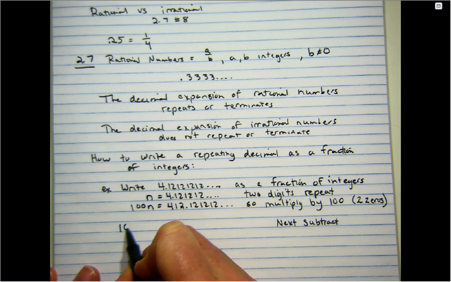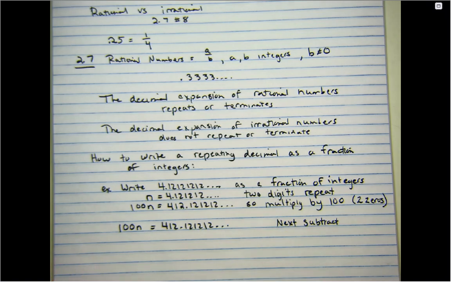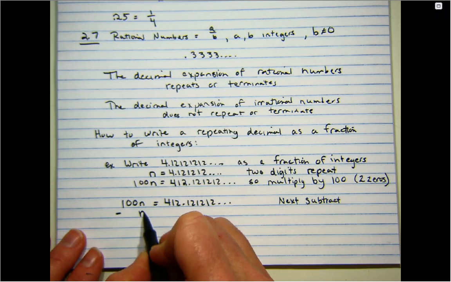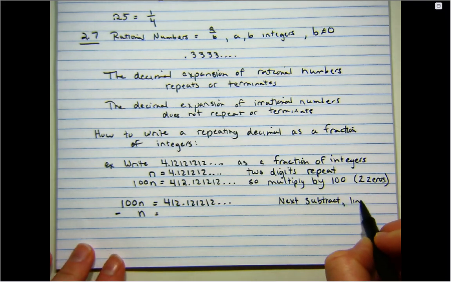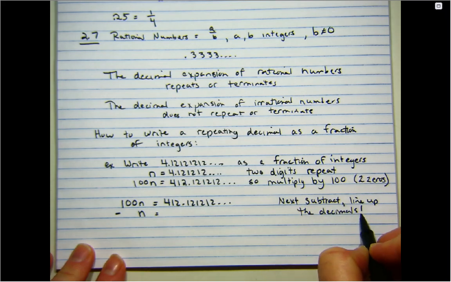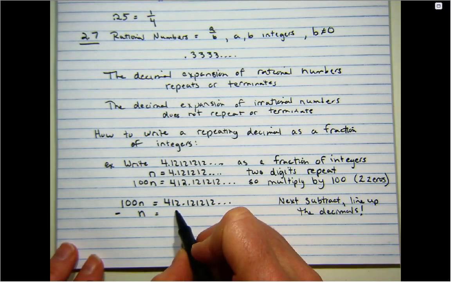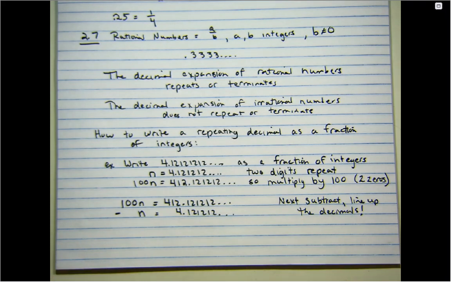So we take the 100n, which is the 4.1212121212..., and we subtract n. Now as you do that, you have to line up your decimal places. So I'm going to write next subtract, line up the decimals. So the decimal place in n was right after the 4. So I'm putting the 4 under the 2 in the 4.12. So line up your decimals so they're right in order.